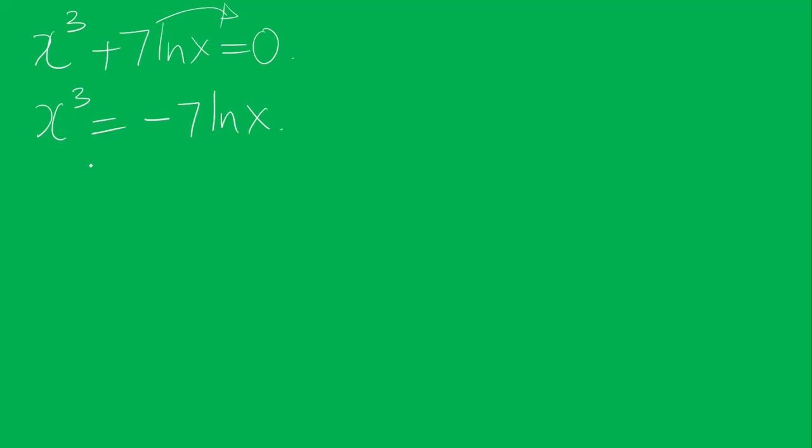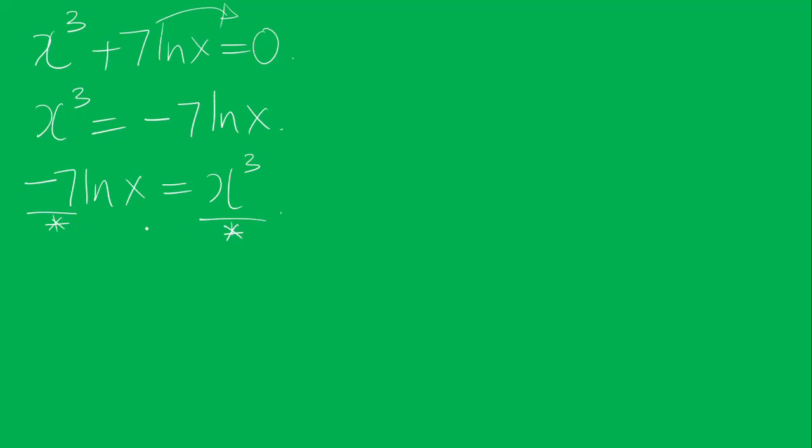Now the next thing we're going to do, we're looking for x, so let me rearrange this again. I say minus 7 natural log x is equal to x to the power of 3. Now, I want to put the variables on one side and the constants on one side. So on this side, I have a constant. On this side, I have a variable. I don't need this minus 7 here. I don't need this side.